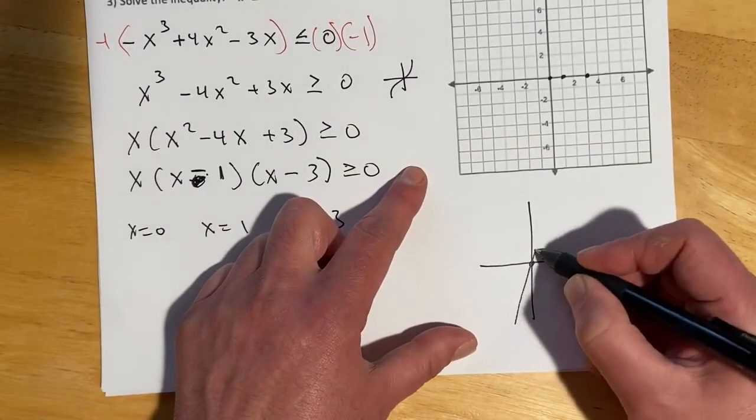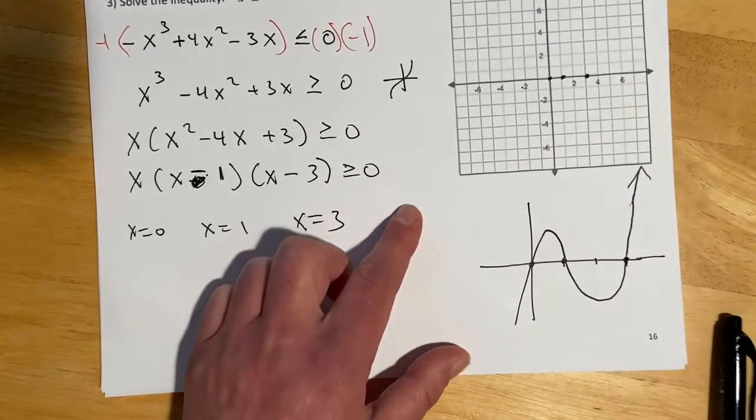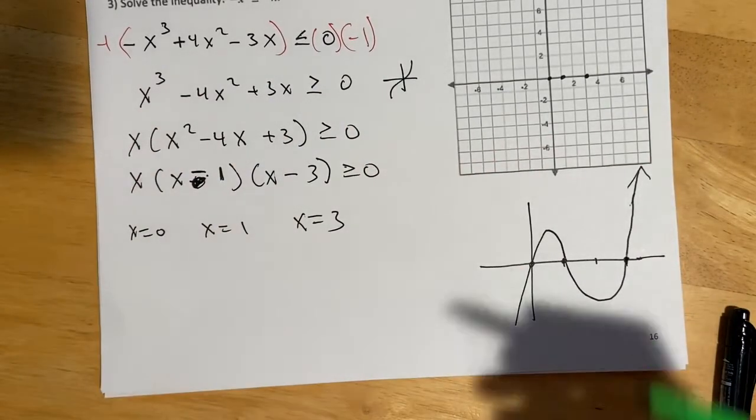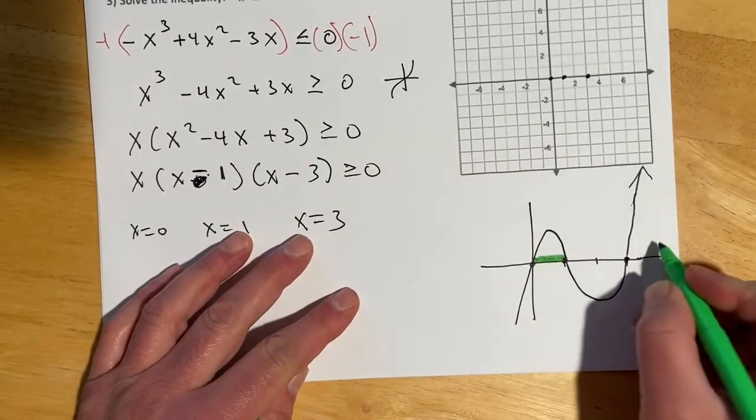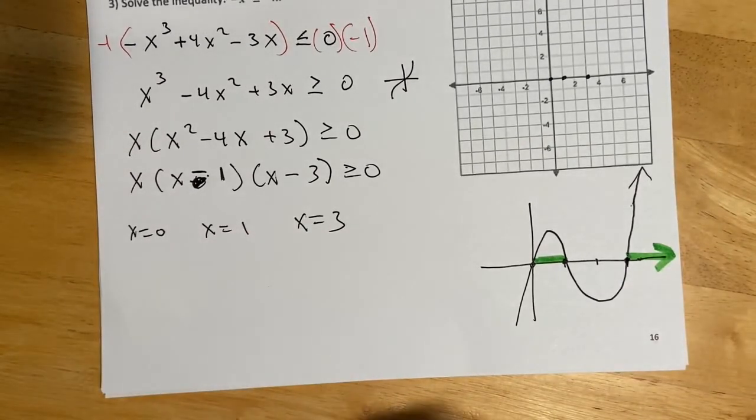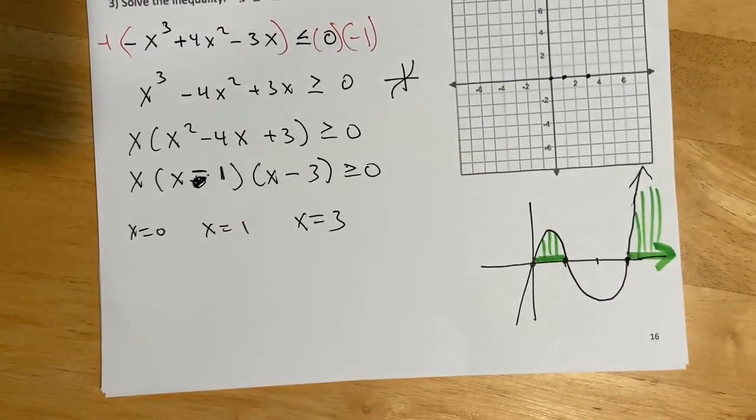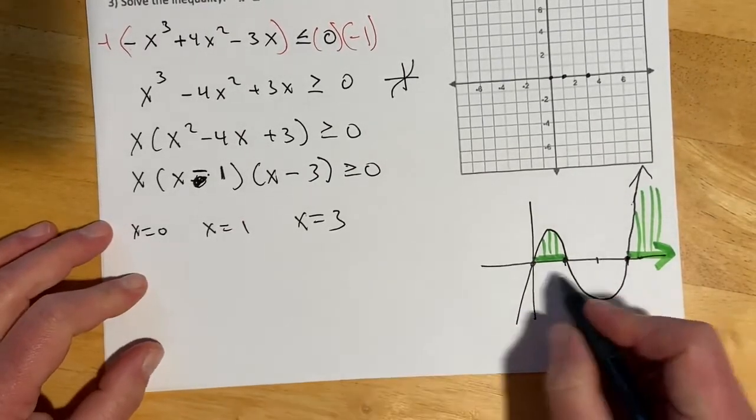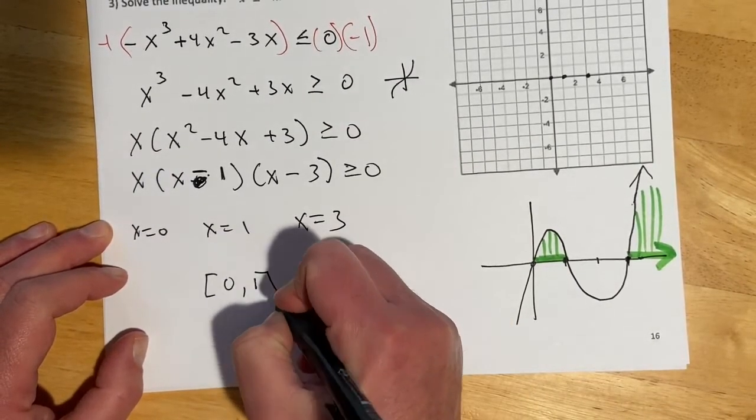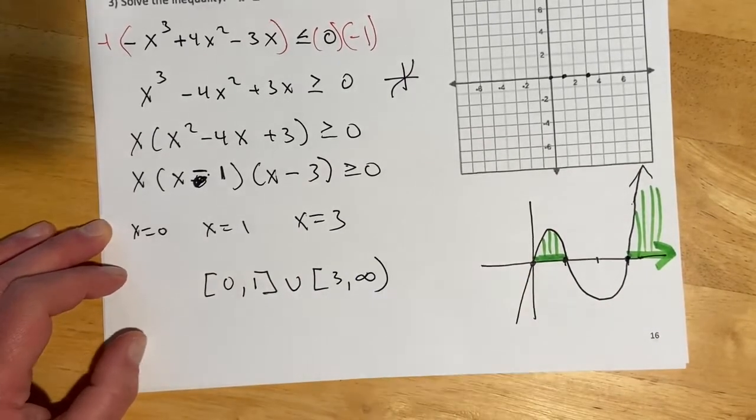So this is going to pass through there, and then come back and go up from there. And from here, we wanted the greater than, so that means we want these positive regions. So we went from here to here, and then from there to infinity, because that's where the graph is above the axis. So that is from 0 to 1, union 3 to infinity.